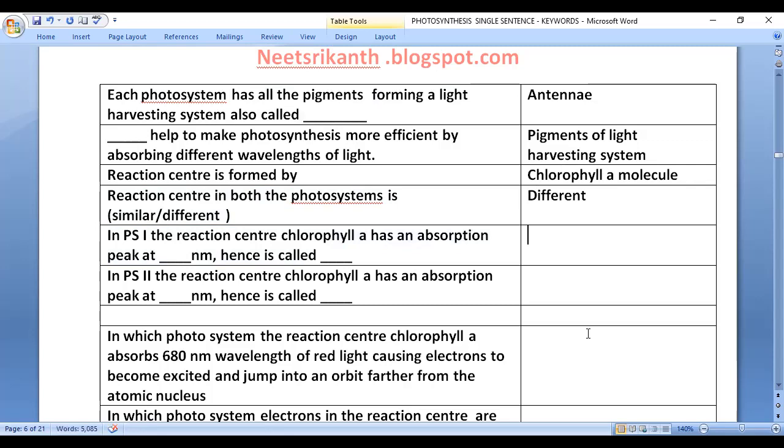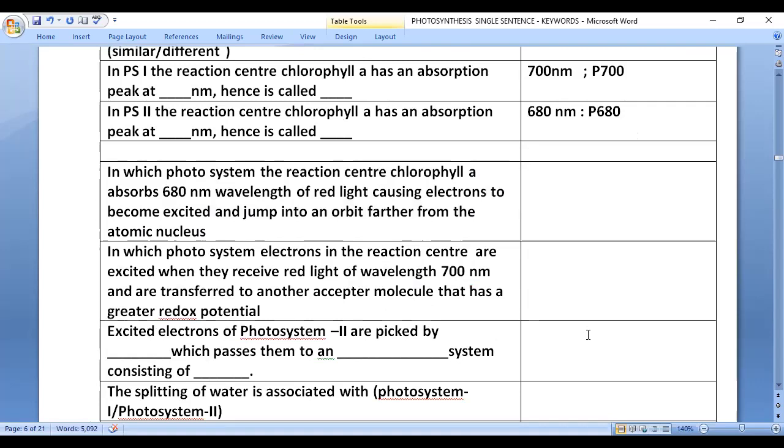In PS1, the reaction center chlorophyll A has an absorption peak at 700 nm, and hence is called P700. In PS2, the reaction center chlorophyll A has an absorption peak at 680 nm, hence it is called P680. In which photosystem does the reaction center chlorophyll A absorb 680 nm wavelength of red light, causing electrons to become excited and jump into an orbit further from the atomic nucleus? Photosystem 2.